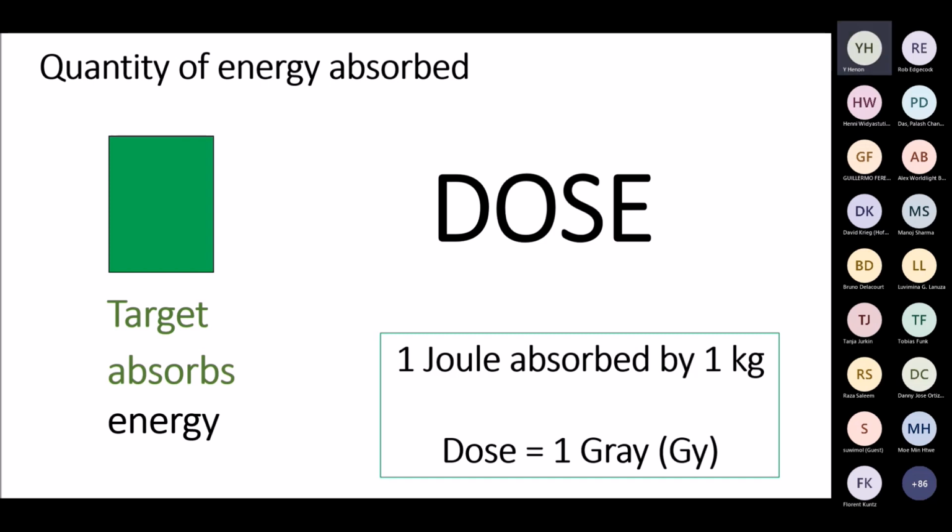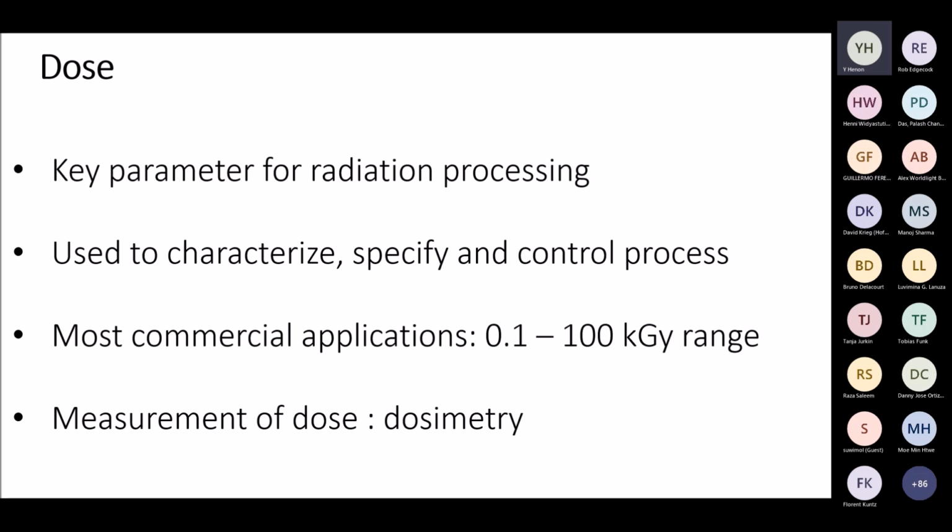So for this, there is a specific unit called the gray, and the gray is simply an energy of 1 joule absorbed by 1 kilogram of matter. This dose is a very critical parameter, the key parameter actually for radiation processing. So you will hear dose a lot.